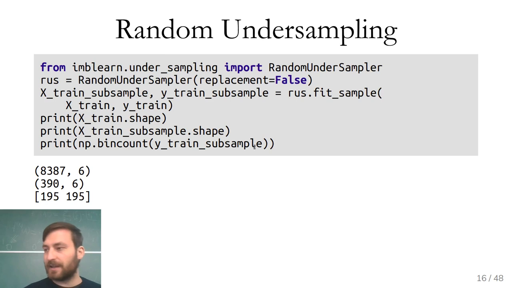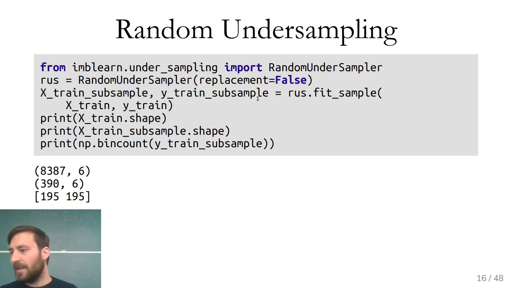You can see how this is done here in this code. With a random undersampler, replacement equal to false means the undersampling is done without replacement. And I can call rus.fit_sample, and this will give me the subsampled X and y. So clearly, this is a random procedure. I randomly pick out the 195 data points from the majority class that I want to keep, and I keep all of the minority class.